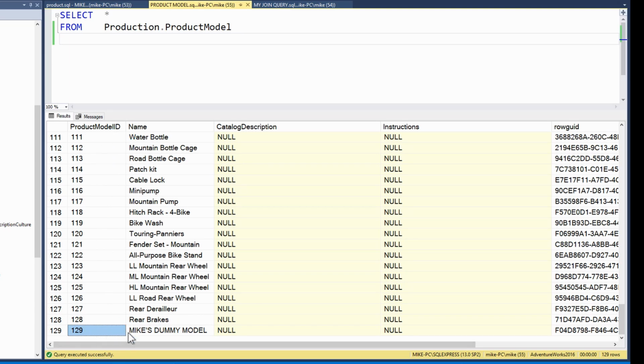So you won't see this, I do, and I'm just doing this purely to demonstrate what happens when there's data in one table and not in the other. Okay, so product model that's not in the product table.